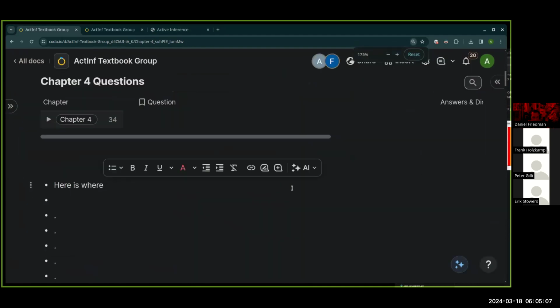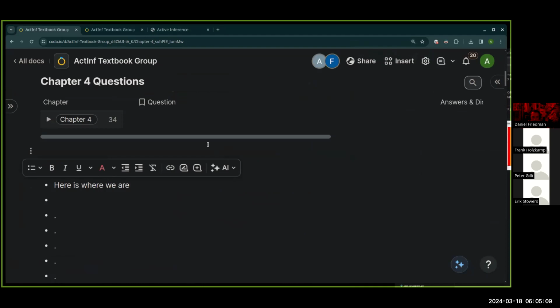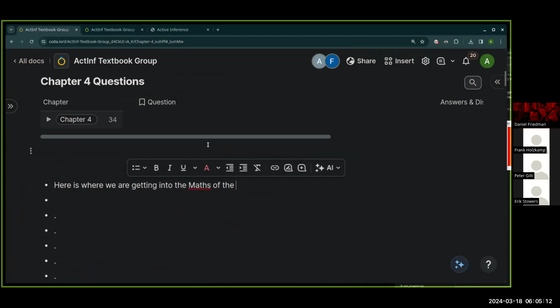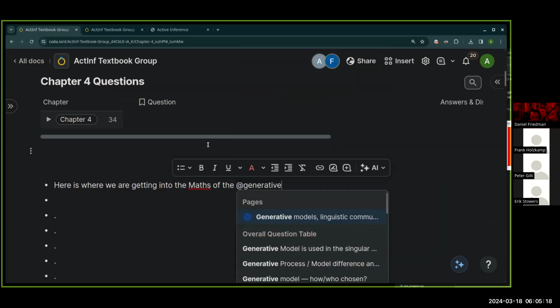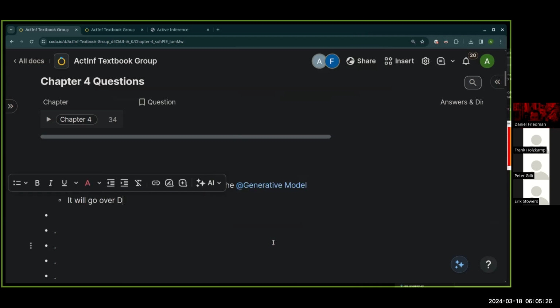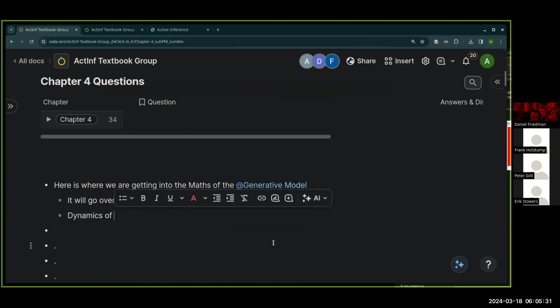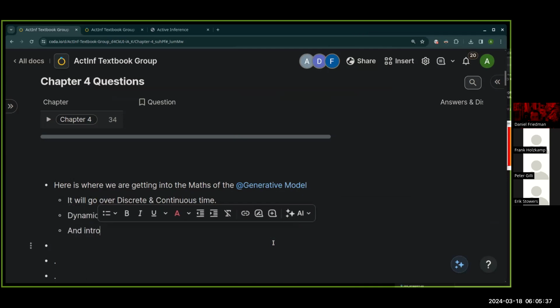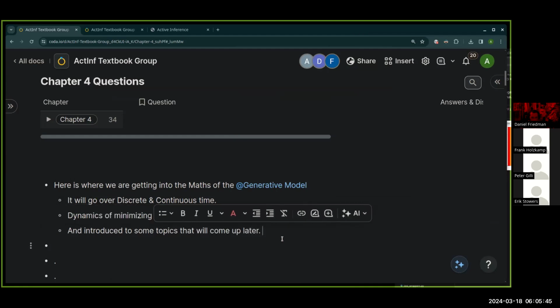More specifically, this chapter goes through the typical forms of active inference generative models we'll see, both in discrete and continuous time, and the relationship between those models and the dynamics of minimizing their free energy. At the very end, we're also briefly introduced to other things that we'll see in later chapters, including inferential message passing. I think this chapter does well at highlighting the importance of approximate inference.